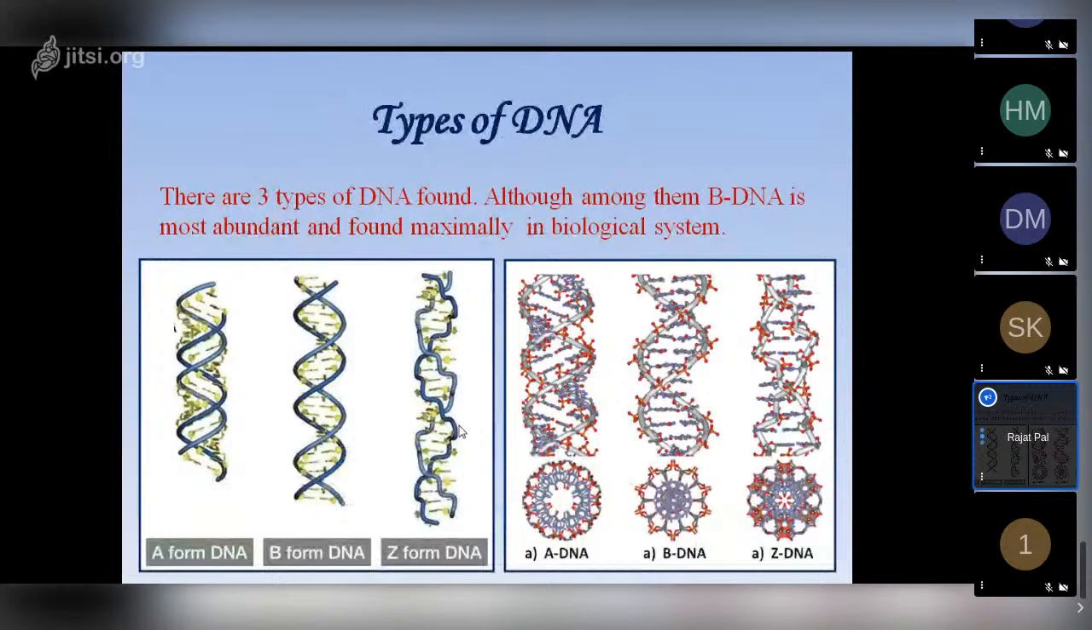Majorly three types of DNA are present in nature: A DNA, B DNA, and Z DNA. A is very slightly present in our body. Z is actually not present.